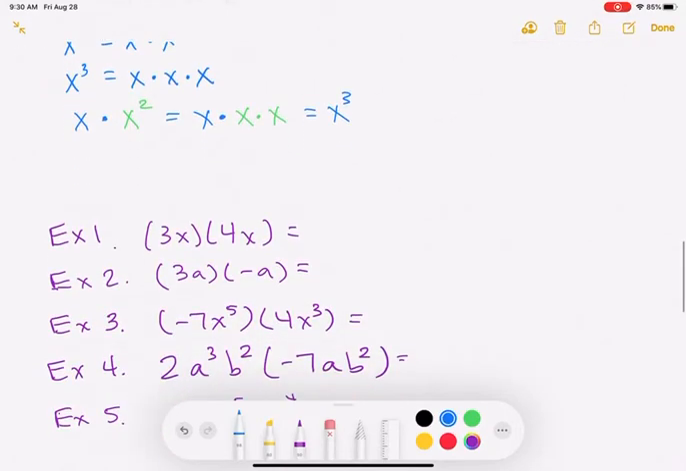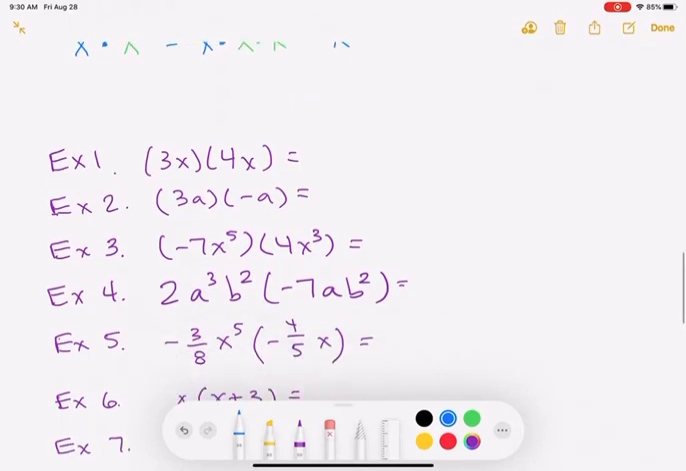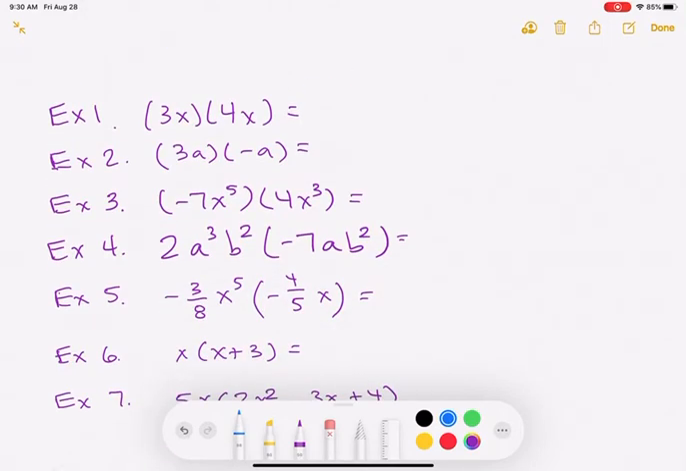For number 1, I have 3x times 4x. There's a couple different ways to do this. I would suggest looking at the 3 times the 4 to get 12. And then we have our x times x is x squared. Okay? If you look at this next one, we have a 3 times what? Well, technically there is a little hidden 1 right here. So we'd have 3 times negative 1 is negative 3. And then again, I just have a times a, which is going to be a squared.